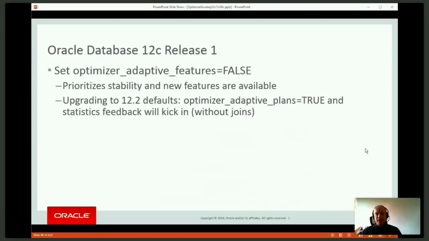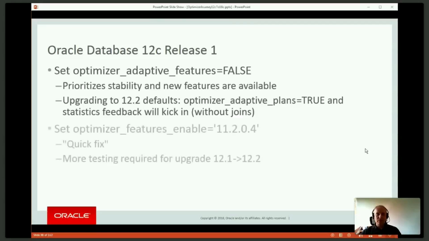Yeah, so it's a big hammer to crack a nut. It turns all adaptive features off, but I consider it too big a hammer to hit 12C with, though it's something that a lot of customers have done for now in order to get over any issues they may have experienced with the adaptive defaults. Some customers have set their optimizer features back to 11.2.0.4, which is seen as a quick fix. So these things are possible.